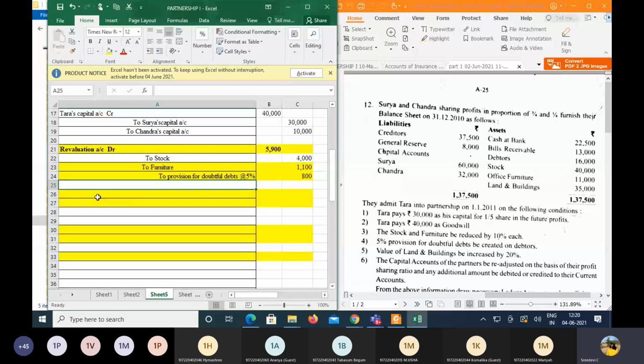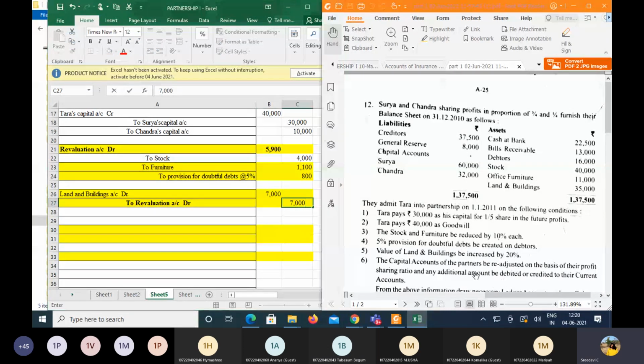Then coming to the next one, there is an appreciation towards the land and buildings. So the land and buildings account is debited to revaluation here. And how much is the percentage? 20%. So 20% of 35,000 is 7,000. That's it. So we have almost done with all the journal entries.